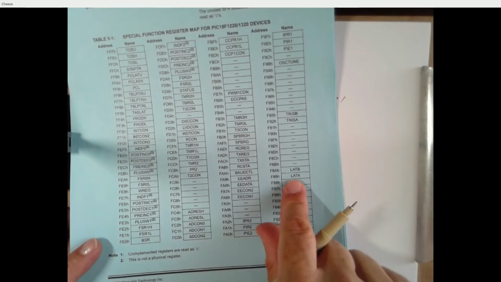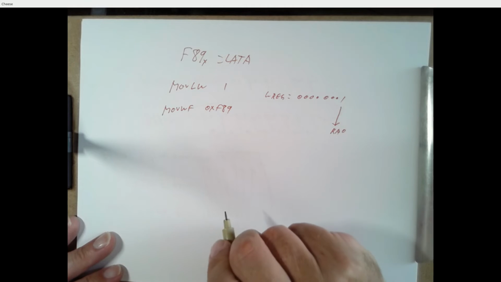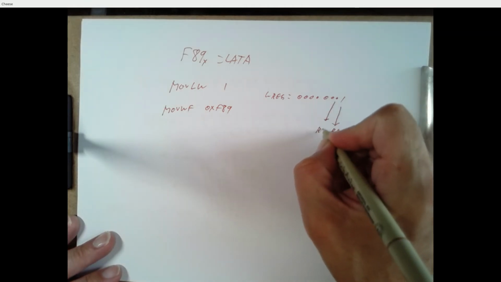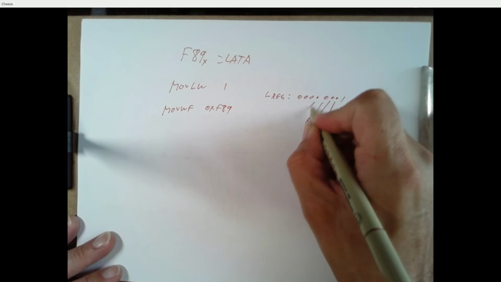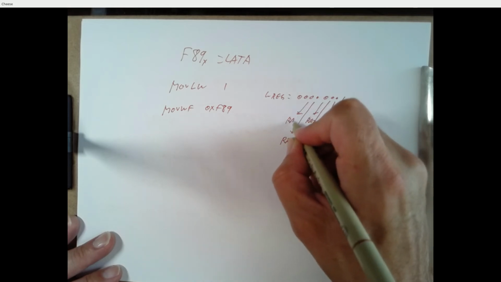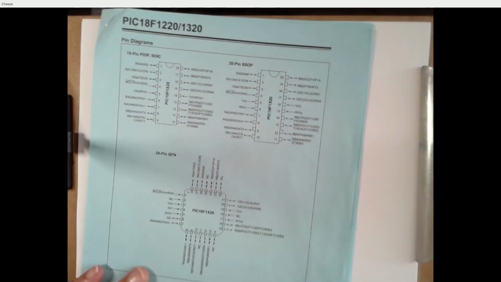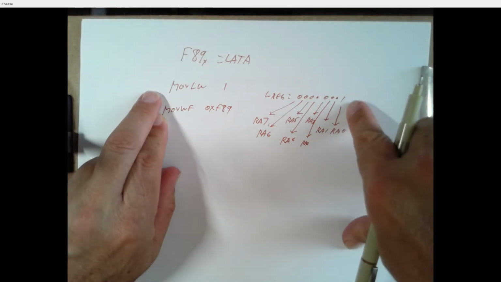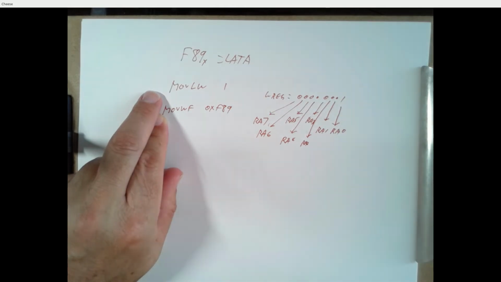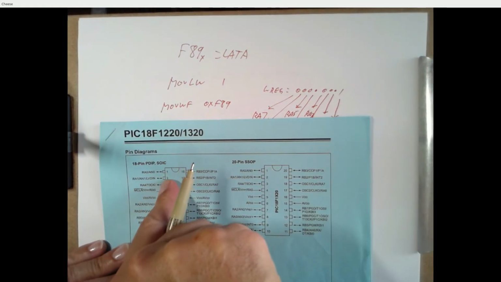Well, since F89 is latch A, here's what's going to happen. The value of this bit is going to be sent to the pin labeled RA0. The value of bit 1 is going to go to the pin labeled RA1, and so on. This goes to RA2, RA3, RA4, and so on. So if we have an LED on pin 1, which is RA0, and we execute these two instructions, that LED will turn on. Because we'll be saying, let's send a logic 1, which is 5 volts, to RA0, and that comes out on pin 1. On the other hand, if we had an LED on pin 2, that LED would now be off, because we sent a 0 to RA1, which is 0 volts.